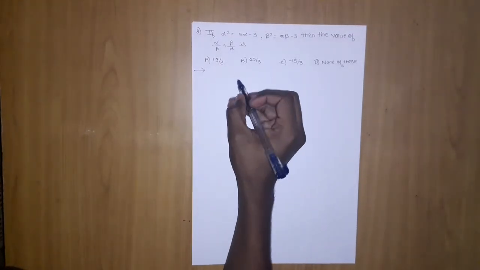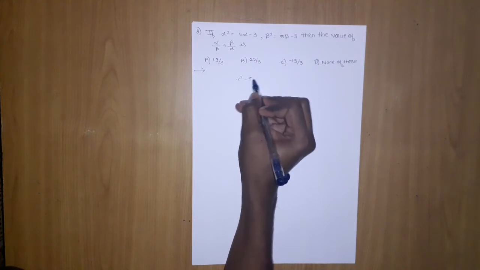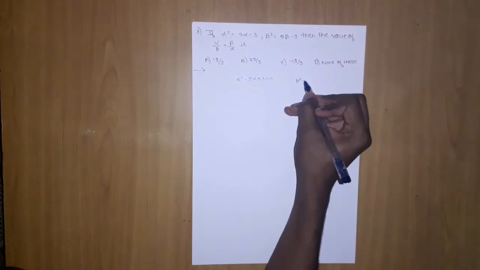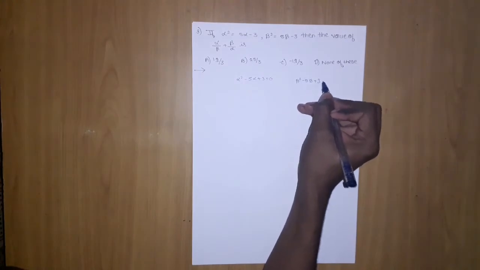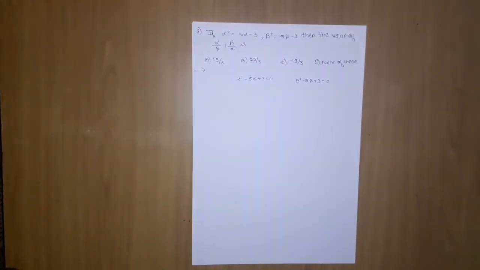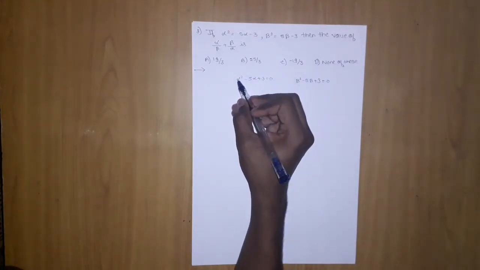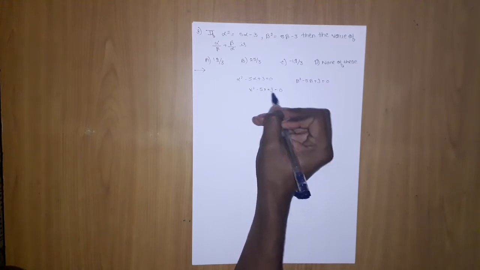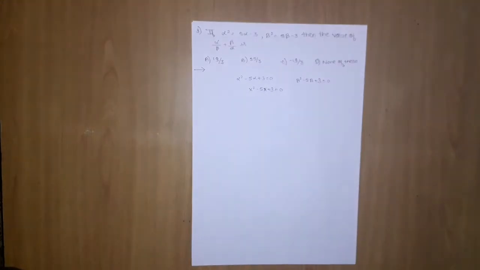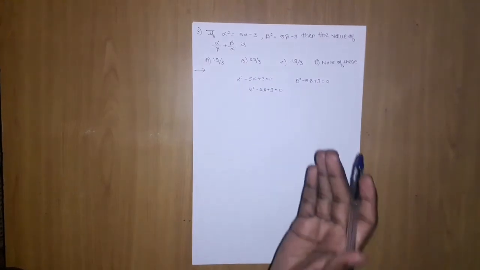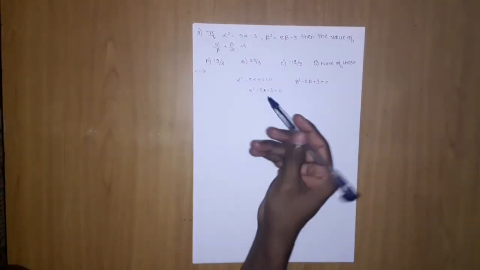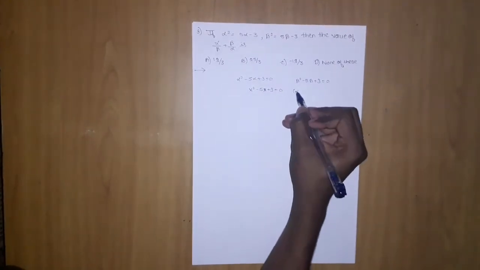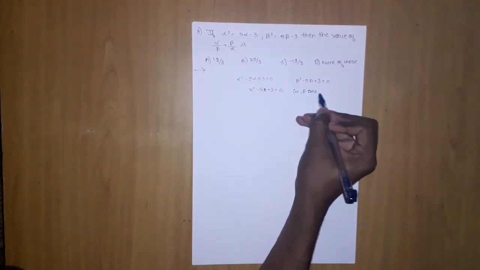Here this equation I can write as alpha square minus 5 alpha plus 3 equal to 0, and this equation as beta square minus 5 beta plus 3 equal to 0. If I replace alpha with x, then I get x square minus 5x plus 3 equal to 0. If you are smart enough, you will realize that they have put x equals alpha and x equals beta in this equation. What does it mean? That alpha comma beta are its roots.